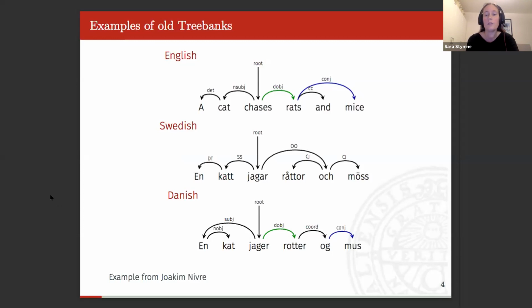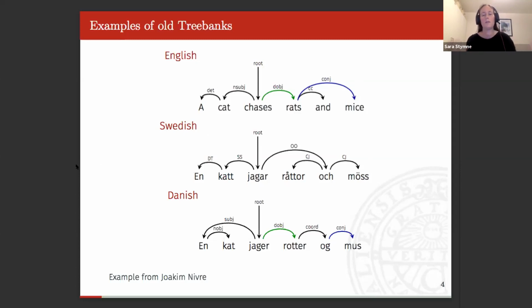Otherwise, they're different. We can also see this blue arc, the conj, which actually exists in both Danish and English, but it has different semantics. In English, it connects the 2 conjuncts, and in Danish, it connects the conjunction with the conjunct mice. And the Swedish one has partially the same structure as English for the subject, but the object is different. The labels are completely different, so there's still no real match.